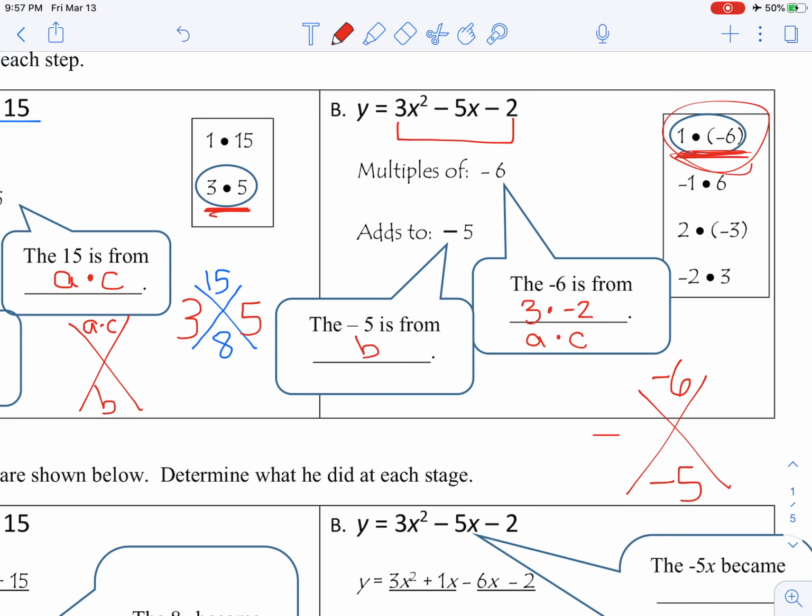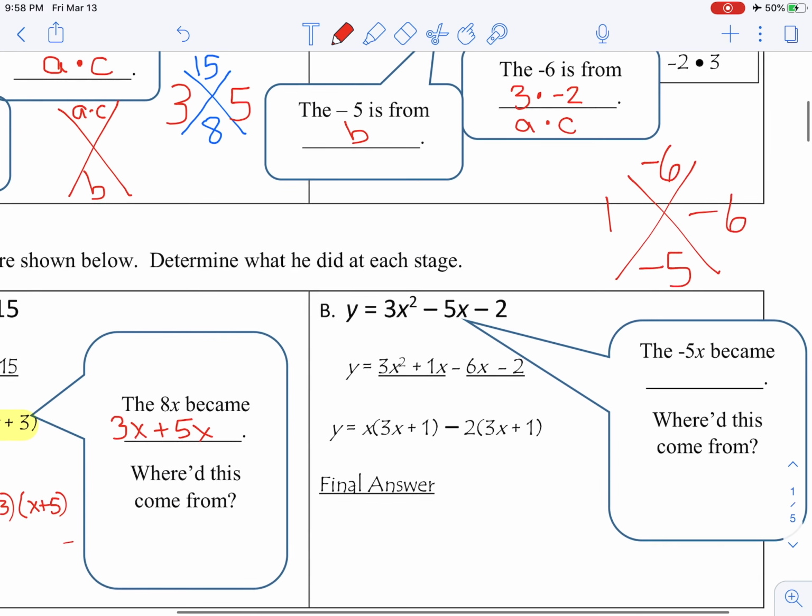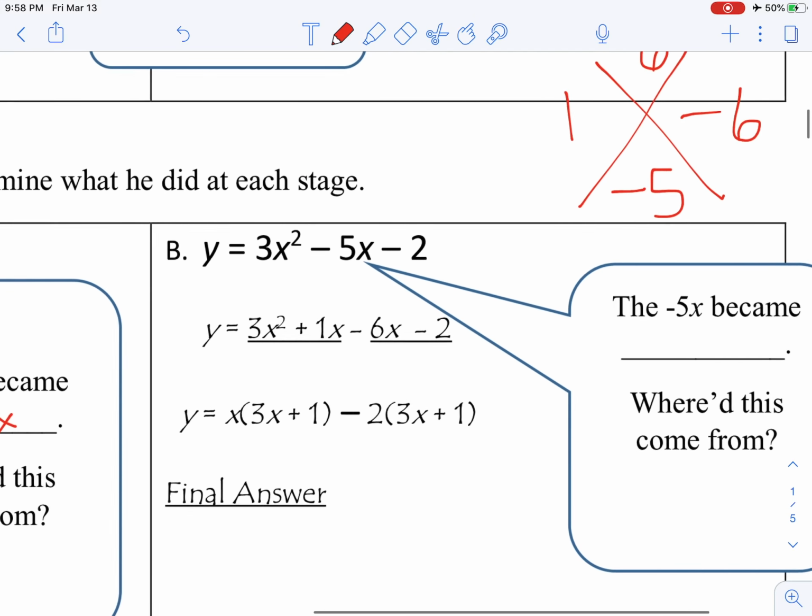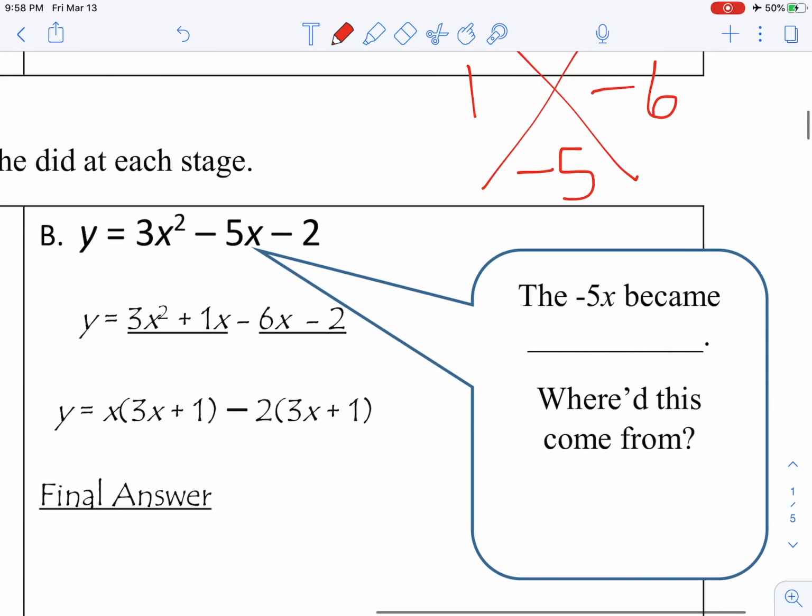So all we're going to do, oh, I put the negative first. It doesn't matter, but 1 and negative 6. The reason I picked it in that order is because that's what they did down here. Only reason I did that. The negative 5x became 1x minus 6x, and that's negative 5x.